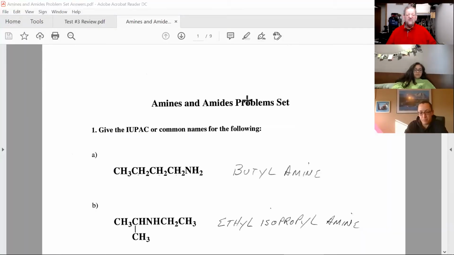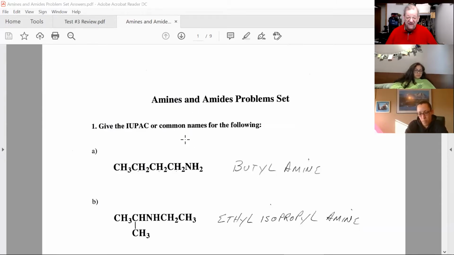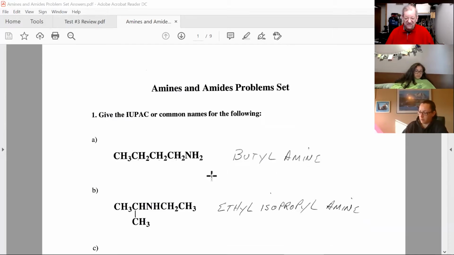All right, let's look at it. Problem 1, give the IUPAC. Notice it's a little different, or common name. And I see I made a mistake in A already. That should be N-butylamine. Correct that. A should be N-butylamine.